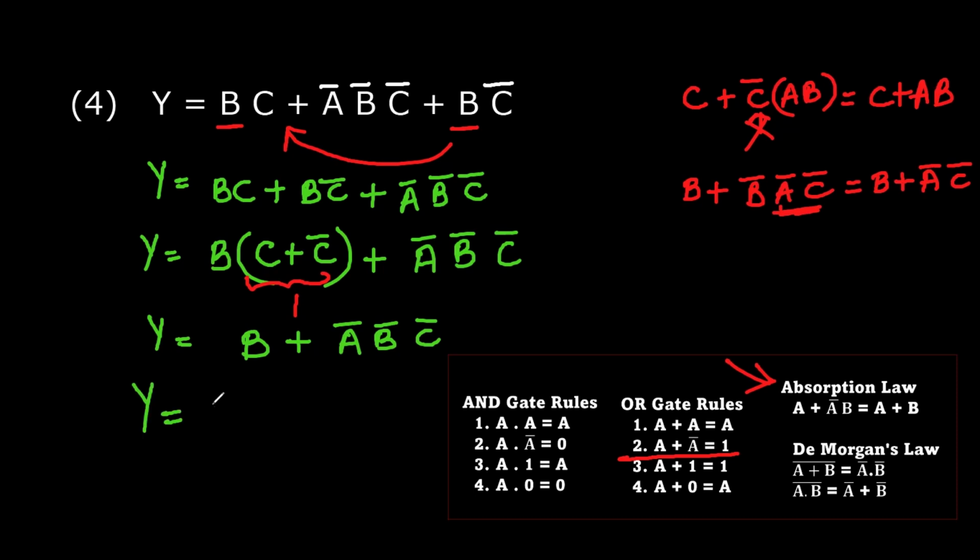Your Y is going to be equal to the isolated term or the rest of the terms that accompany the complement of that term. That is not A and not C. So that exactly is the answer. You cannot simplify it further. It was really easy. All you got to do is just simplify according to the main rules that you need, which are the AND gate rules, the OR gate rules, and absorption law along with De Morgan's law. And it is as easy as that.